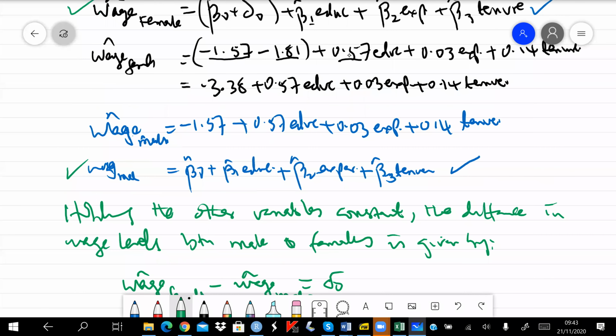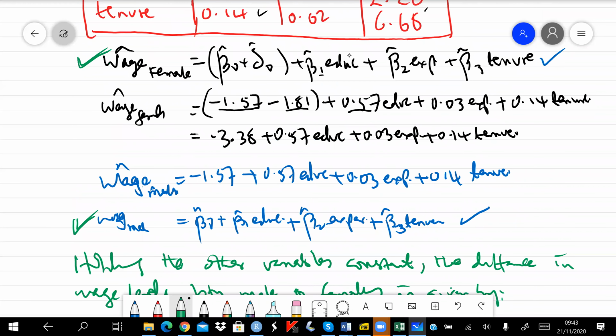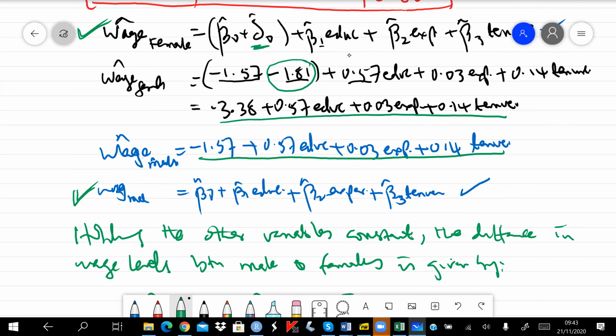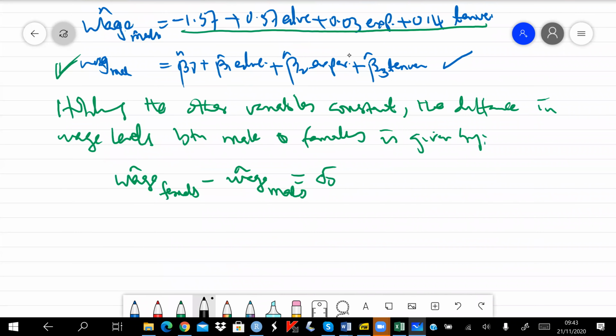It should be easy for you to see that. If you take this minus that, you'll find that the difference will only be this item here. The same case, if you take this equation minus this equation, you'll notice that the difference between those two is just this value here, which is our delta naught. Okay. So that is it. You can have this as an exercise.